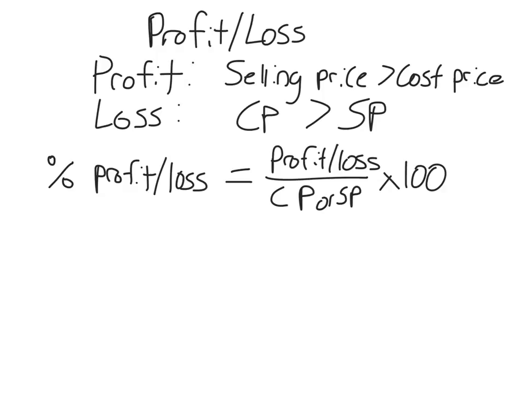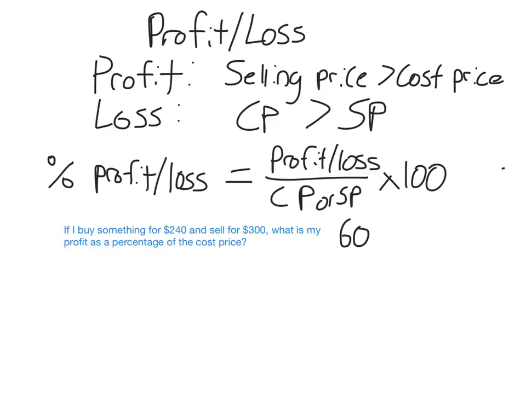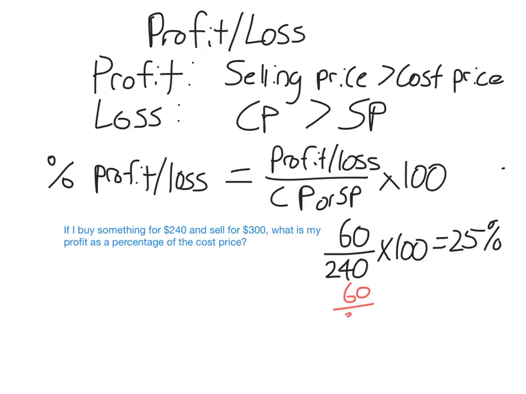So let's just do a quick example. So if I buy something for $240, sell for $300, what's my profit as a percentage of the cost price? So it is the amount of profit I made here is $60 over cost price, what it cost me, times 100. And that is 25%. If it was as a percentage of the selling price, it would be almost the same. I'd just do 60 over 300 times 100, and that is 20%.